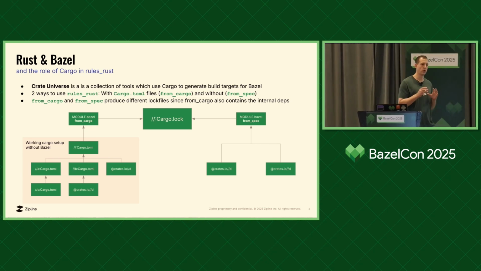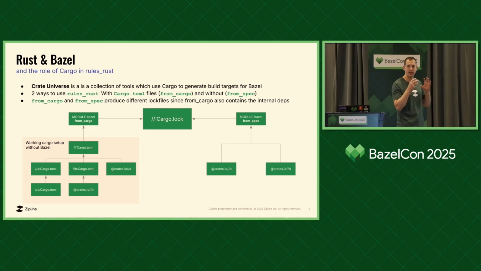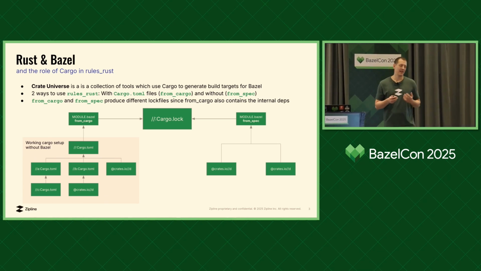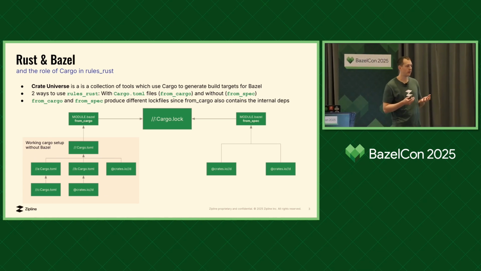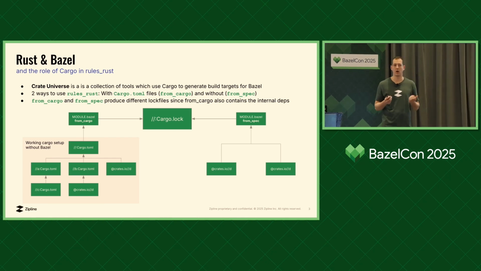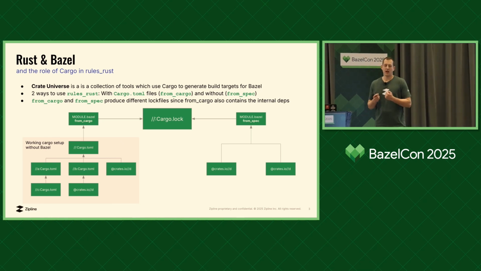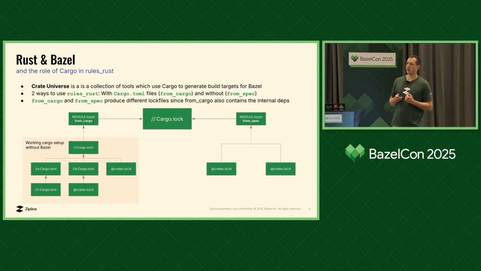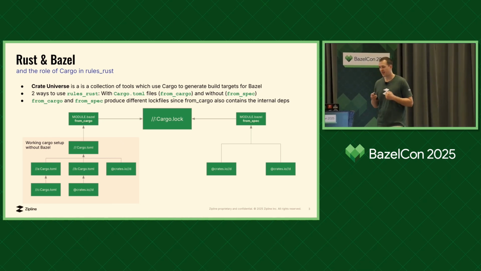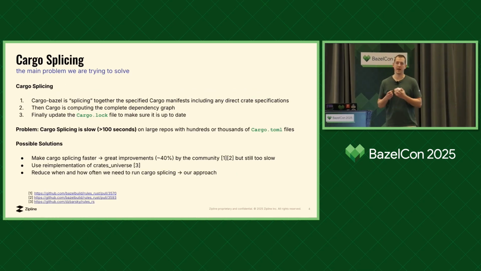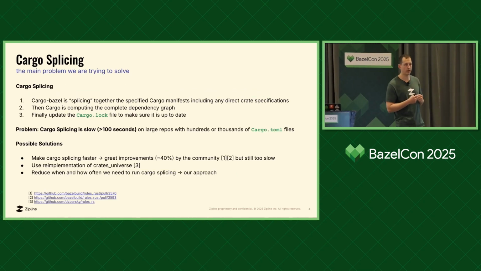Today I want to focus only on the approach including the cargo.toml files, because Cargo is very essential in the Rust ecosystem, so having cargo.toml files around gives you maybe some out-of-the-box IDE integration, and some tools work out of the box. So there's a small advantage in keeping the cargo.toml files around. But if you're doing that, then you will run into a thing called cargo splicing, and that's the main problem I want to talk about today.